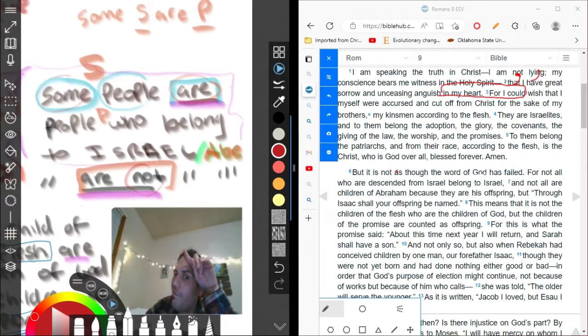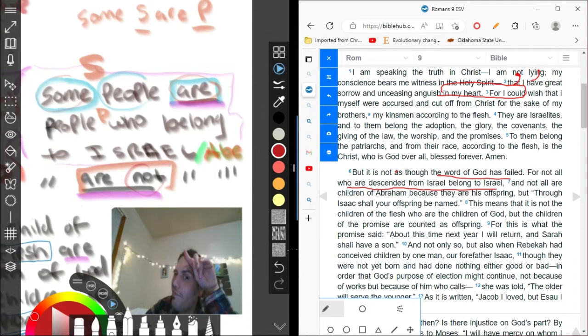It is not as though the word of God had failed, for not all who are descended from Israel belong to Israel. I'll read it really quick through, and then we'll get to the details. And not all are children of Abraham because they are of his offspring, but through Isaac shall your offspring be named. This means that it is not the children of the flesh who are the children of God, but the children of the promise are counted as offspring.